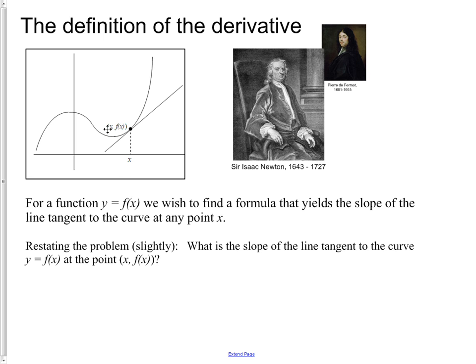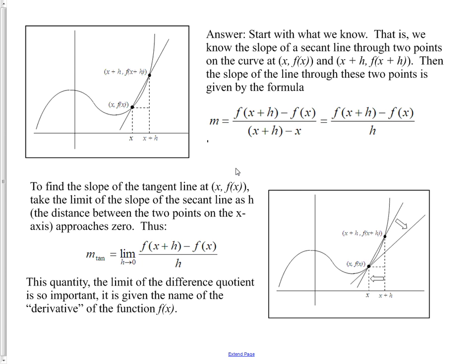We have a coordinate point. We have a line that will be tangent to the curve. The question is, with only one point in hand, how can we find the slope of that line? So, like Fermat, Newton said, let's start with what we know. That is, let's start at the point (x, f of x), and then just choose some point h away from x, and let's see what happens if we let h tend towards 0.